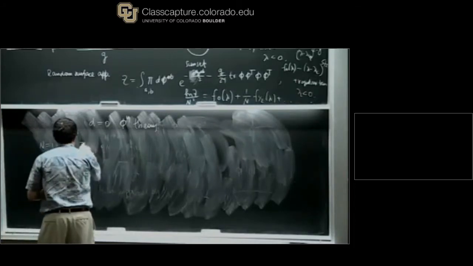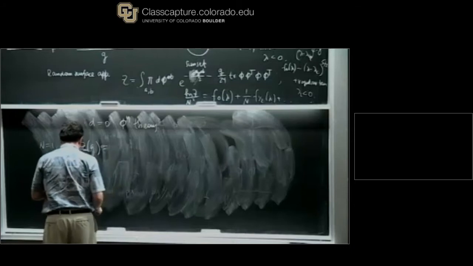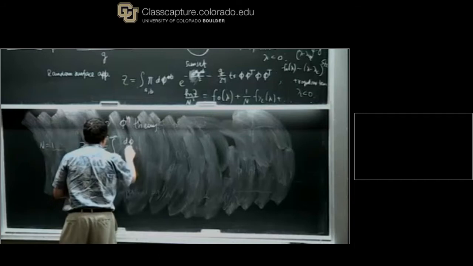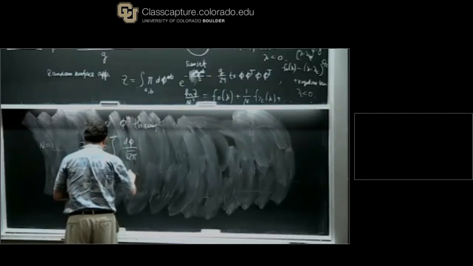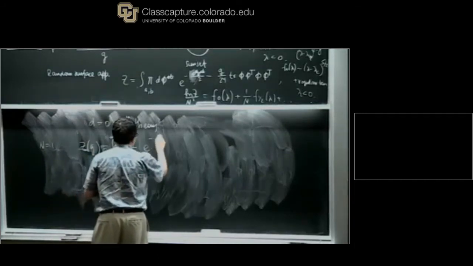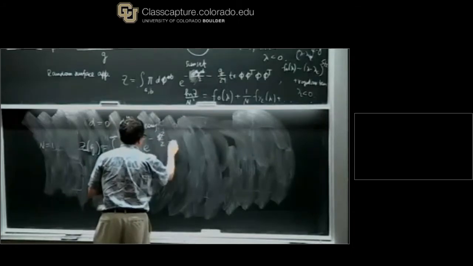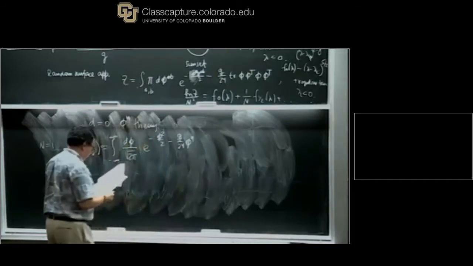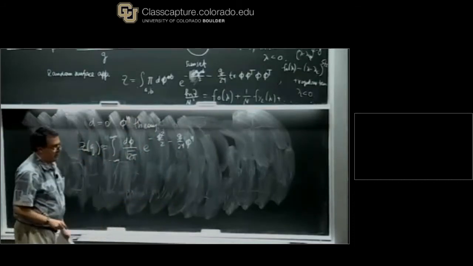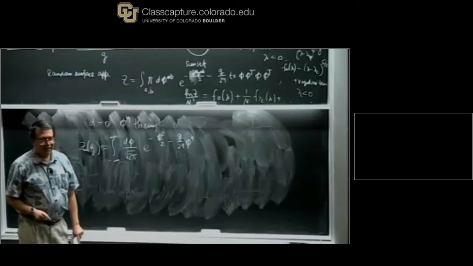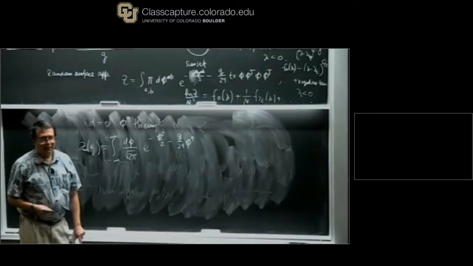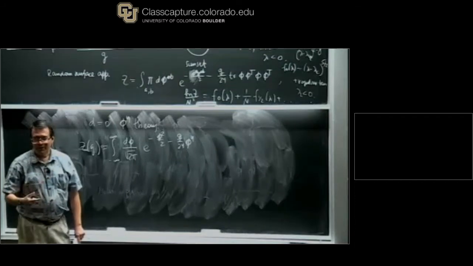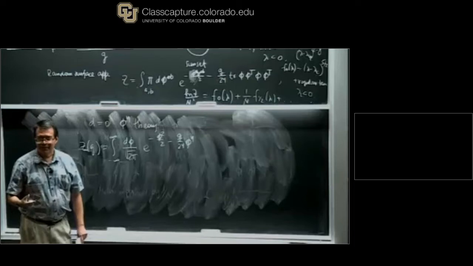Then Z of g is just an integral, right? It's the integral from minus infinity to plus infinity of d phi over root 2 pi, e to the minus phi squared over 2 minus g over 24 phi to the 4. So this is a great toy model for Feynman diagrams, if you want to get practice. Of course, you don't need to do integrals here, but there are still symmetry factors.